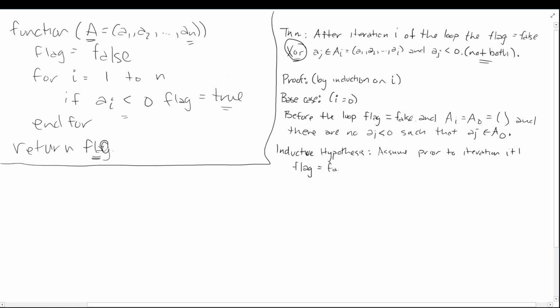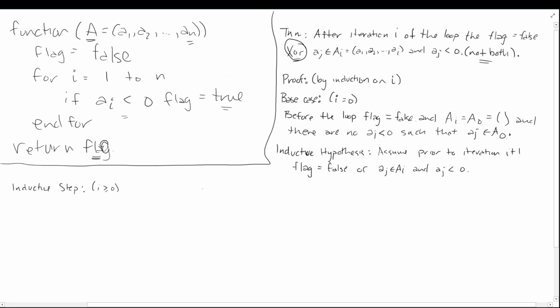Flag is equal to false, or, and remember that's an XOR, or we've found a negative. And here I'm using the shorthand so I don't have to keep writing that out. That's the whole point of using the shorthand, right? So I've got my AJ, I found some AJ, this is the so far part, and this is the negative part. Okay, I found a negative so far. So assume prior to getting into this iteration that our flag is either false or we found a negative so far. So I'm going to continue down here with my inductive step.